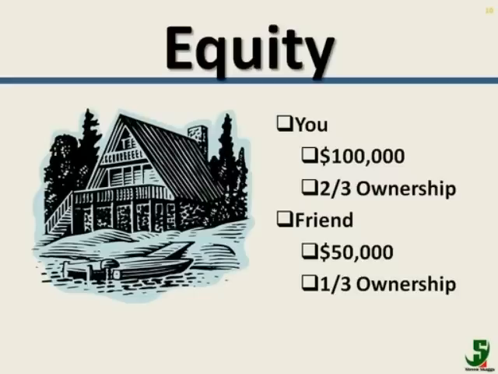Equity represents ownership. Let's pretend that you want to buy a vacation cottage and you have saved $100,000 for such a purpose. You find the perfect cottage, but it costs $150,000. Instead of saving up the extra $50,000 or borrowing it, you decide to approach a friend who will put up $50,000 to buy part of the cottage. You spend $100,000 and your friend spends $50,000. So you have 2/3 ownership and your friend has 1/3 ownership. These ownership stakes represent equity.